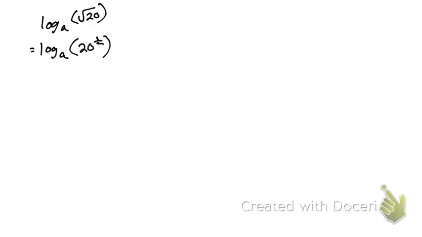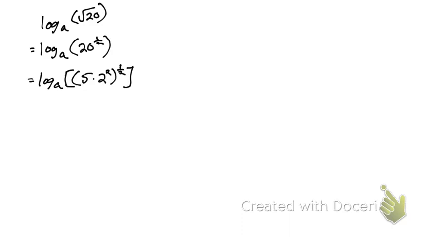Now I'm thinking about how I can rewrite 20 with 5s and 2s. Well, I can write 20 as 5 times 4. So that's my 5. Now I have to think about how I rewrite 4. Well, I can rewrite 4 as 2 squared. So this whole thing I'm going to rewrite as log base A, maybe I'll use brackets, of 5 times 2 squared, and that's all going to be raised to the 1/2. Because 5 times 2 squared equals 20.